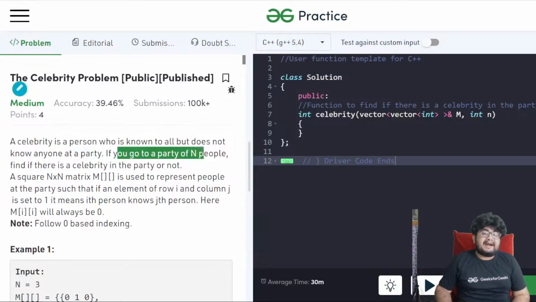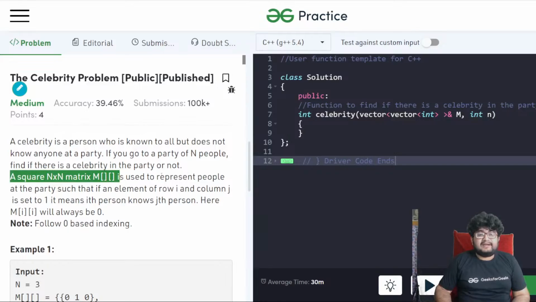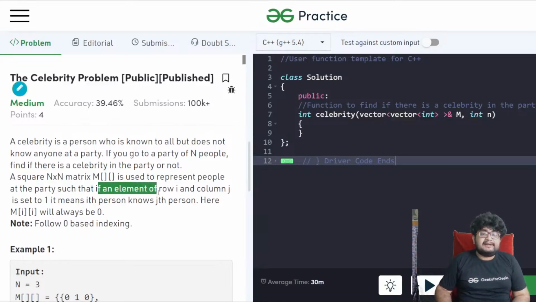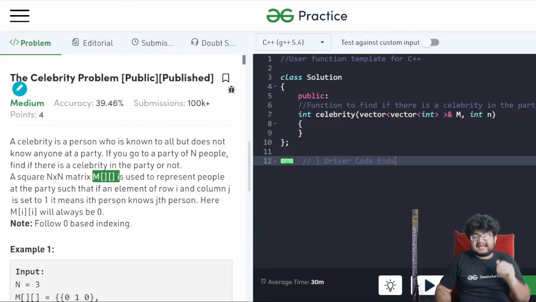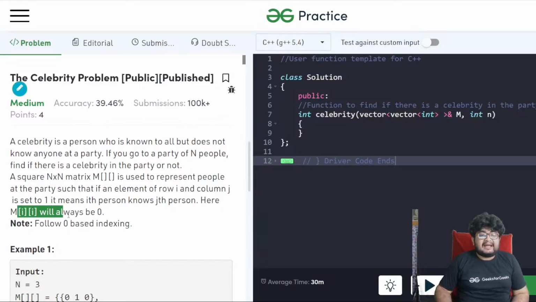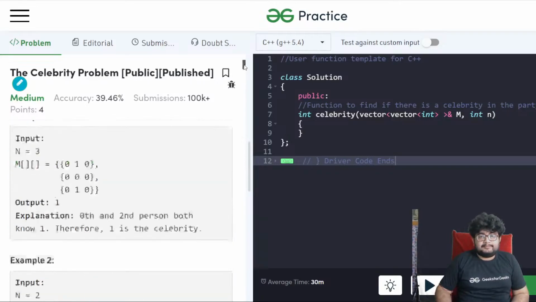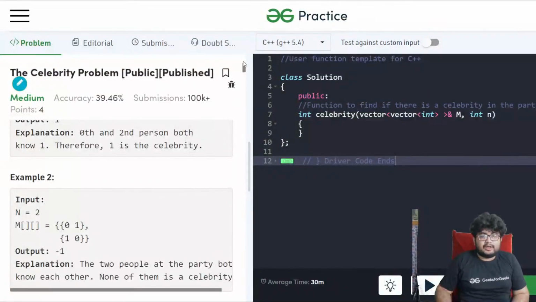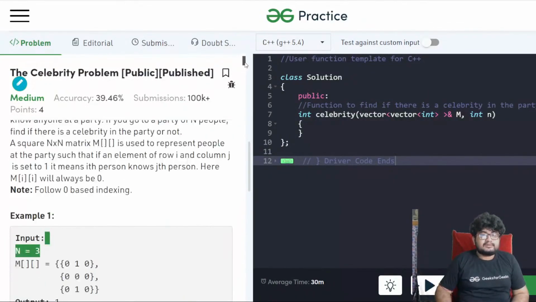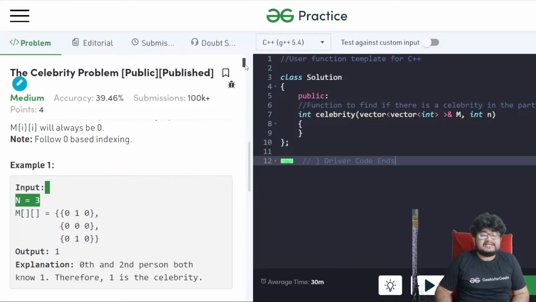If you go to a party of n people, a square n cross n matrix M is given to represent people at the party, such that if the element of row i and column j is set to 1, it means that the ith person knows the jth person. So if M of i j is 1, then it tells that the ith person knows the jth person. Here M of i i will always be 0, because you cannot know yourself, right? You already know that. So you have to find the celebrity.